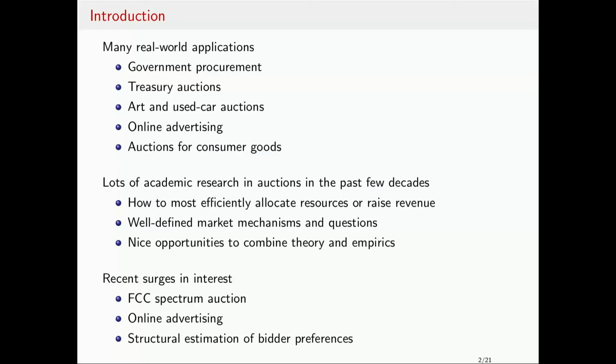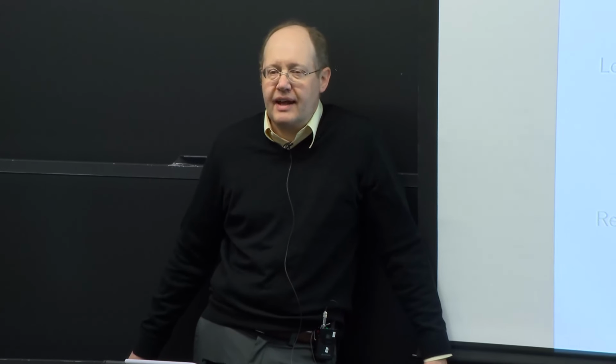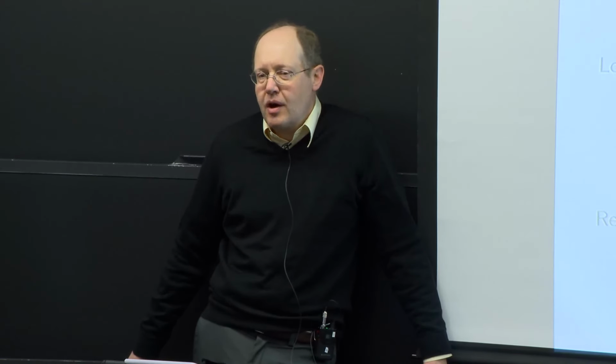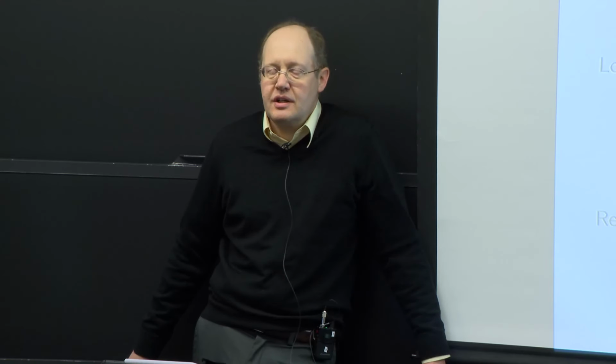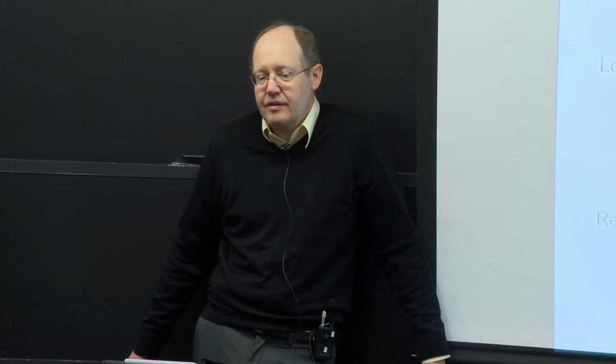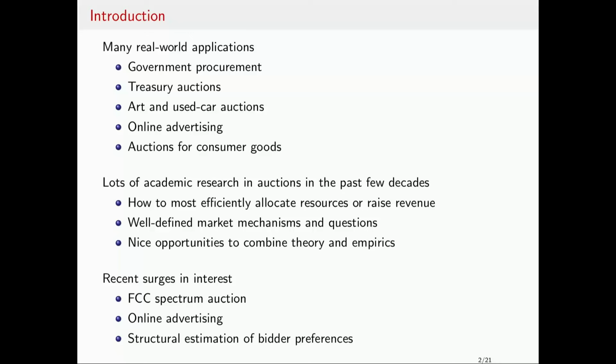Three of the biggest applications: government procurement, whenever the government is hiring contractors to pave roads or fix bridges, is usually done through procurement auctions, where the government asks firms to submit bids for how much they would need to charge to pave a road and then chooses the lowest bidder as the winner. In financial markets, the U.S. auctions treasury bills, and there are trillions of dollars in those auctions.